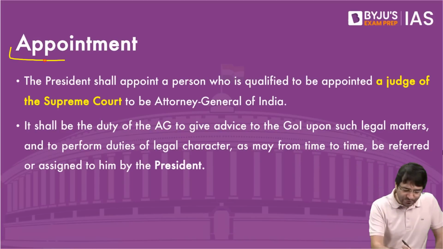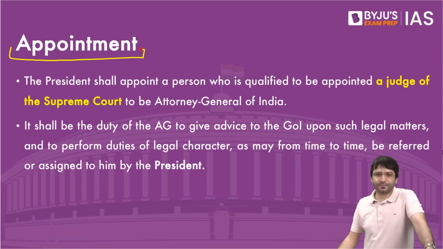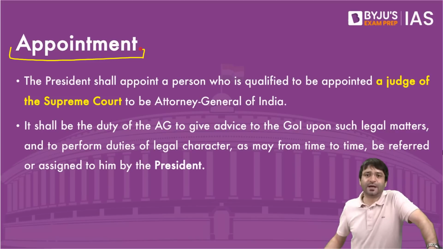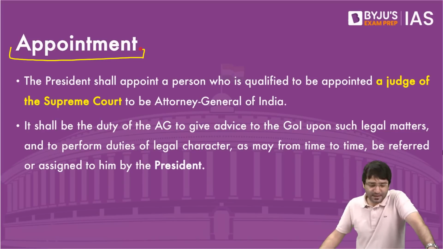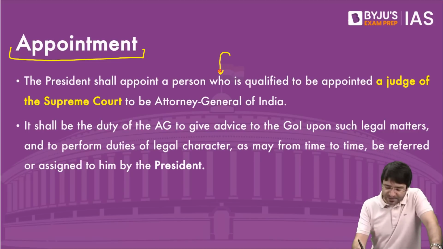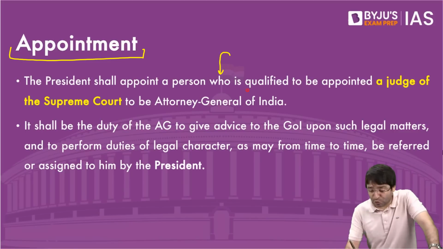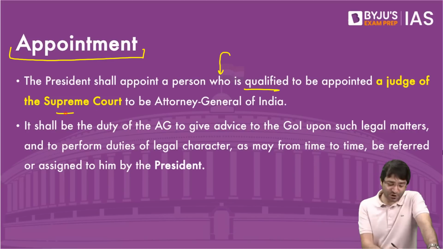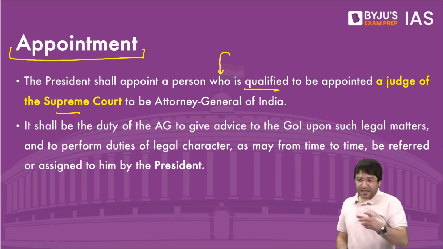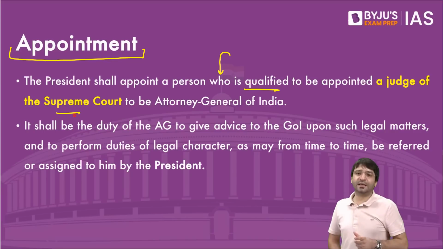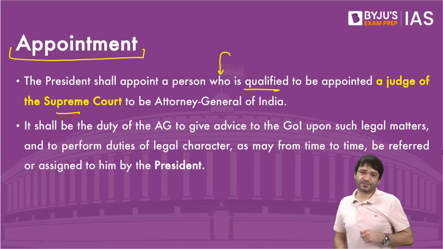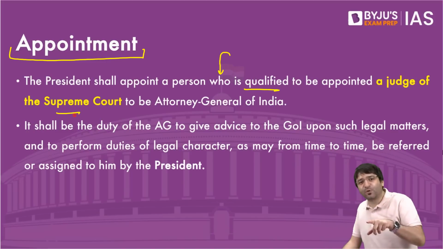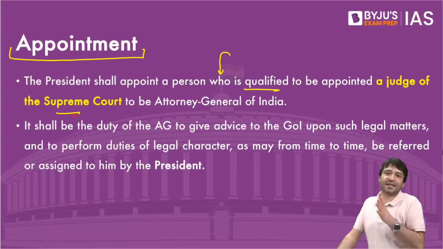But who is going to be appointed as the Attorney General? Clearly, a doctor cannot be, an engineer cannot be, it's going to be a lawyer. It's going to be somebody who knows the law, who can defend the central government. The president shall appoint a person who is qualified to be appointed as the judge of the Supreme Court. That means this person to be appointed as the Attorney General for India should not be the Supreme Court judge. Because if you are a Supreme Court judge, you cannot be appointed as the Attorney General.